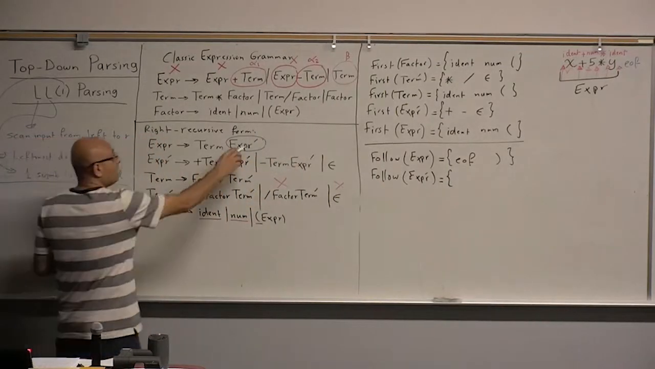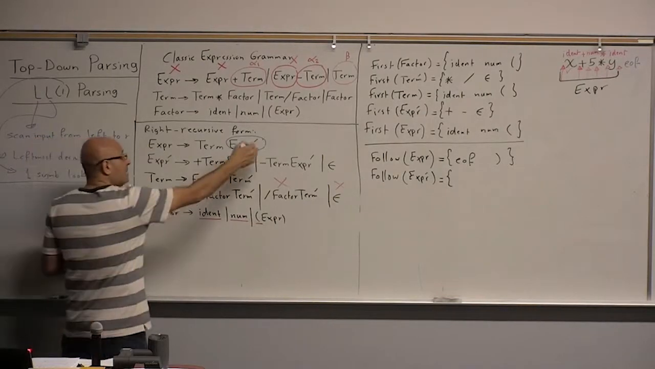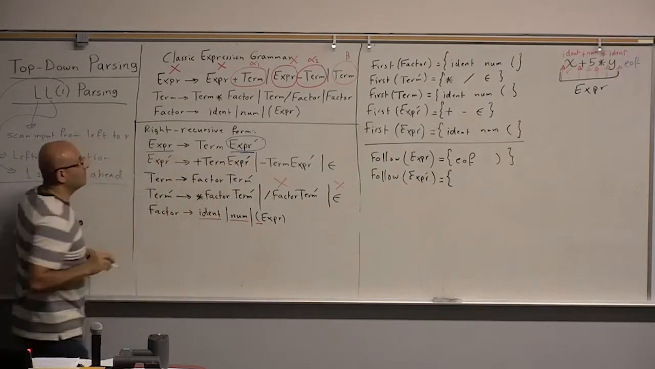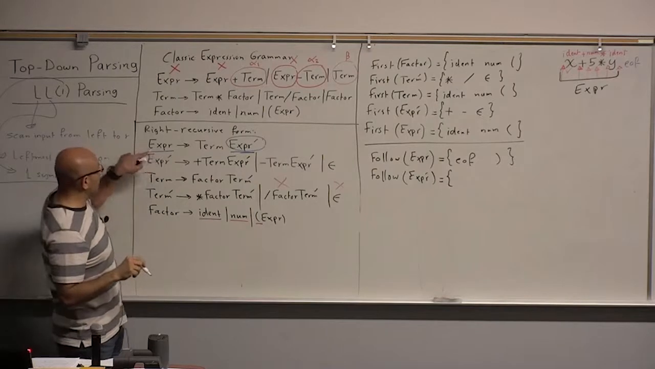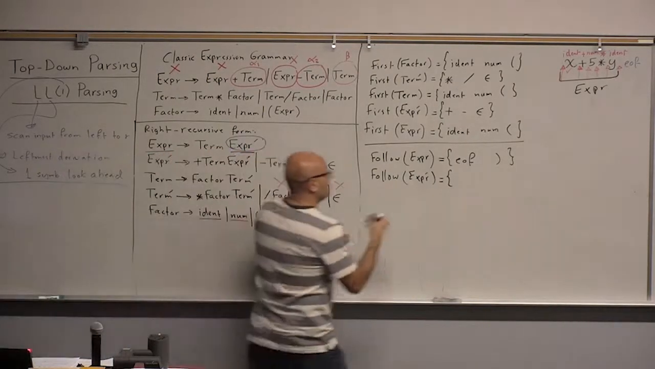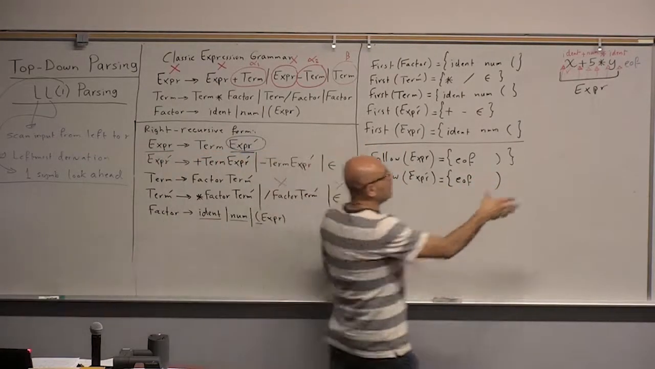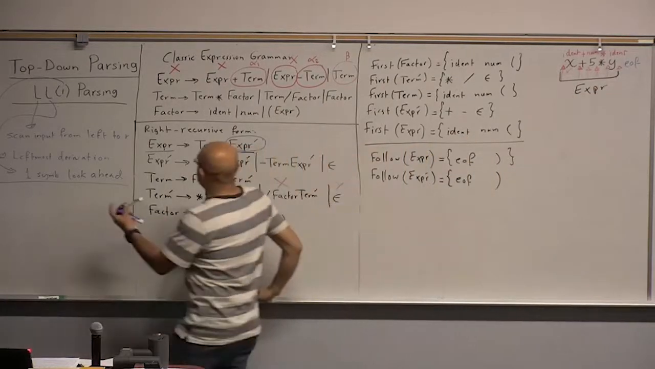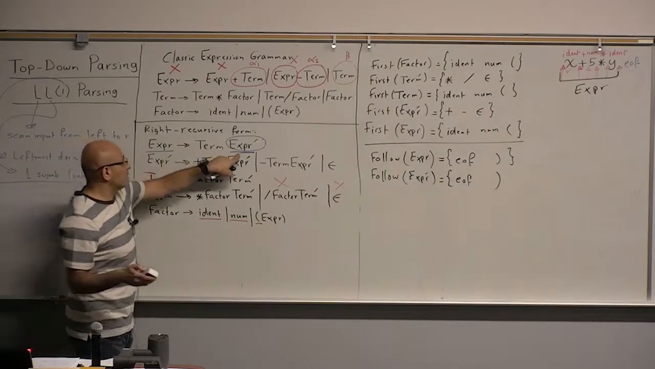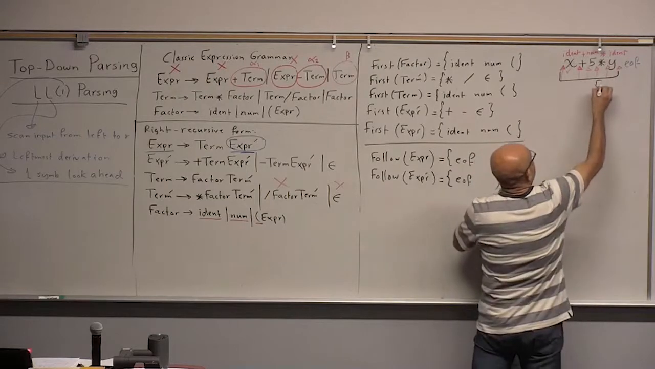But there is another factor. Expression prime appears at the end of expression, which means that I have to add the follow set of expression to the follow set of expression prime. So I have to add end of file, because this whole thing is an expression, and this is saying that expression prime may appear as the last variable in expression. So it means that here you will have an expression prime.